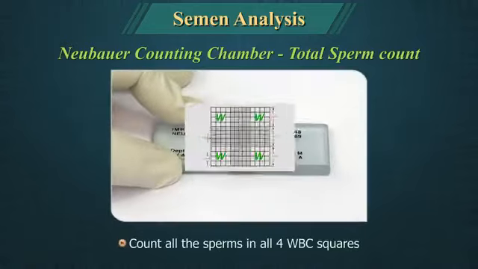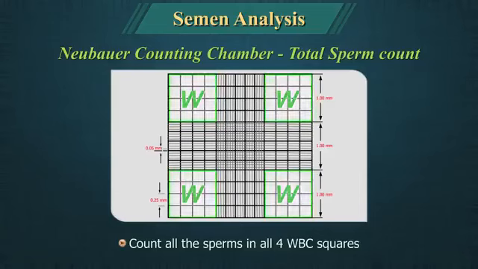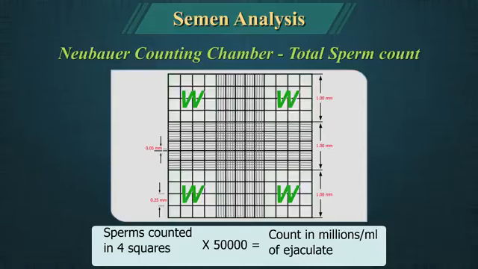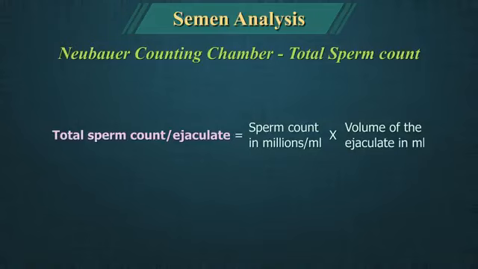Count all the sperms in the 4 WBC squares and calculate. Sperms counted in 4 squares into 50,000 gives the count in millions per ml of ejaculate. Therefore, the total sperm count is equal to the sperm count in millions per ml into the total volume of ejaculate in milliliters.